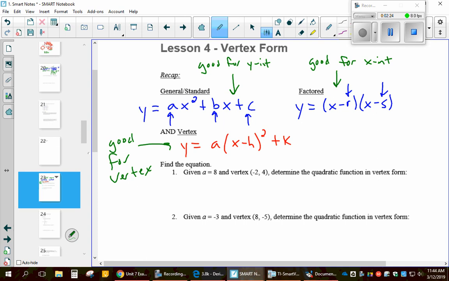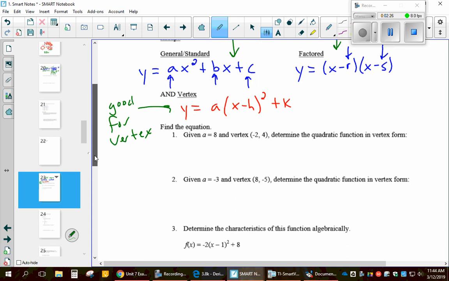All right, so then what am I looking at here? a would be a number, right? Just a coefficient. h is just a number, and k is just a number, right? And I'll show you where these go in the next part here. So in the question, they've said a is equal to 8, right? And it says the vertex is at (-2, 4). All right, so I'm just going to write the vertex form again. So it'd be y is equal to a(x minus h) squared plus k.